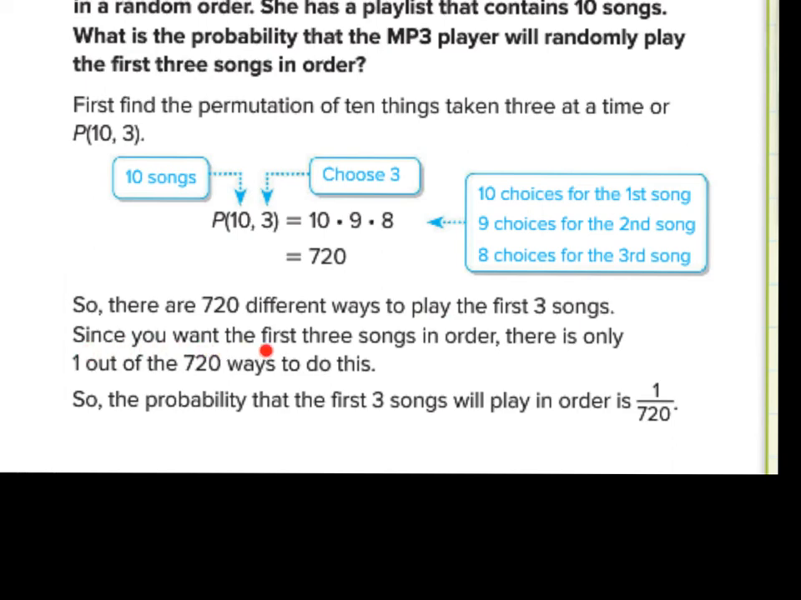Since you want the first 3 songs in order, there's only 1 out of 720 ways to do it, correct? So the probability that the first 3 songs will play in the order, like alphabetical order, for example, will be 1 out of 720.